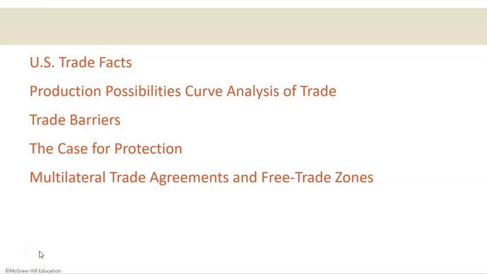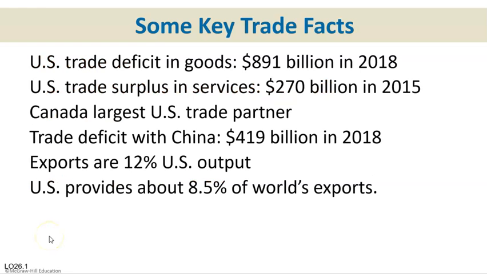Then we're going to look at some trade barriers, the case for protection, which would be why we would want to implement some barriers to trade, and then we'll take a look at some trade agreements and free trade zones at the end. Let's start with some basic trade facts about the U.S.